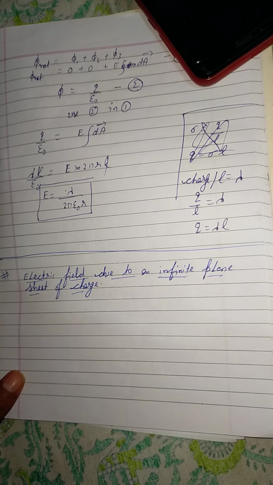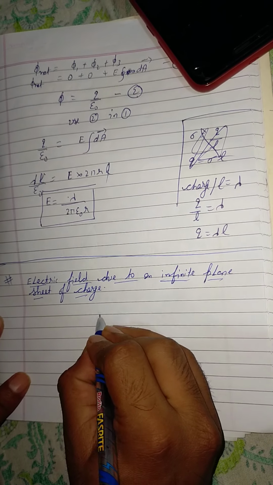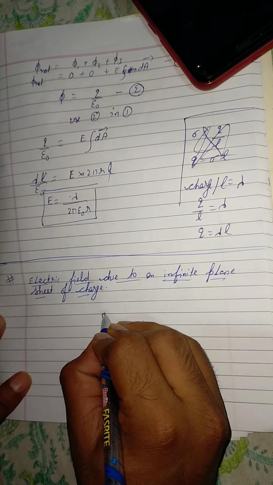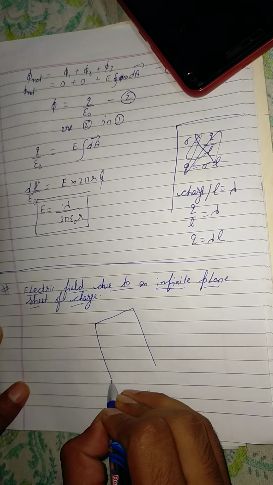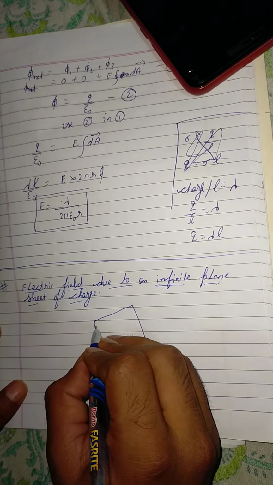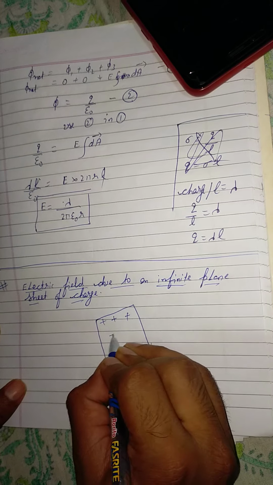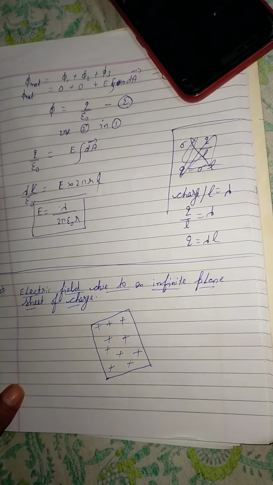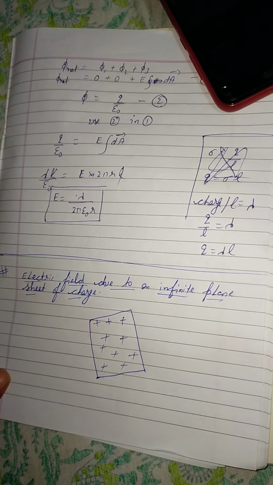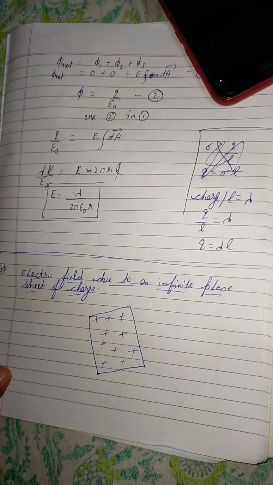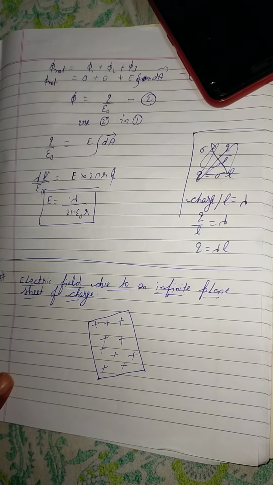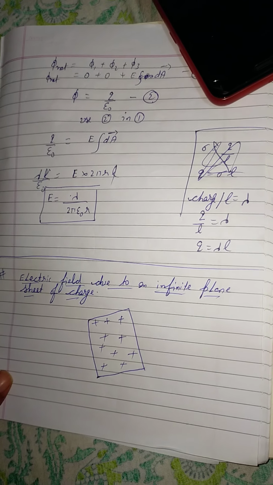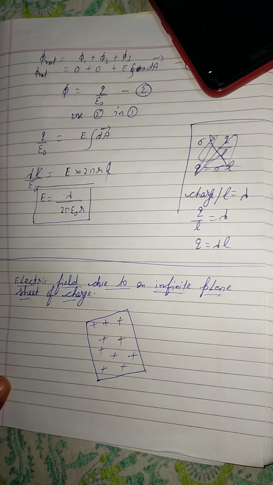of a charge. Suppose that we have this infinite sheet having charge plus q inside it. Okay, plus q charge. Now we want to apply Gauss theorem here. So what is the Gauss theorem condition? We must require a closed surface.